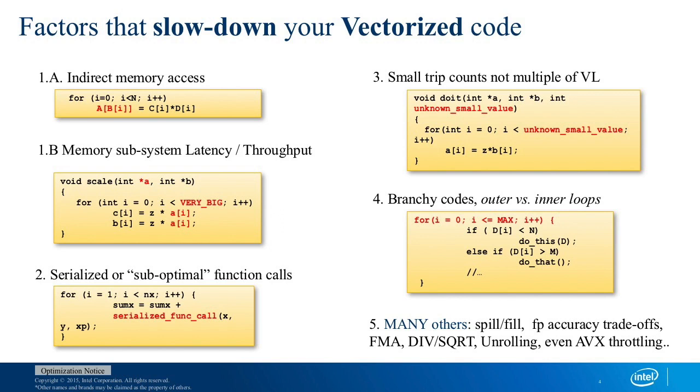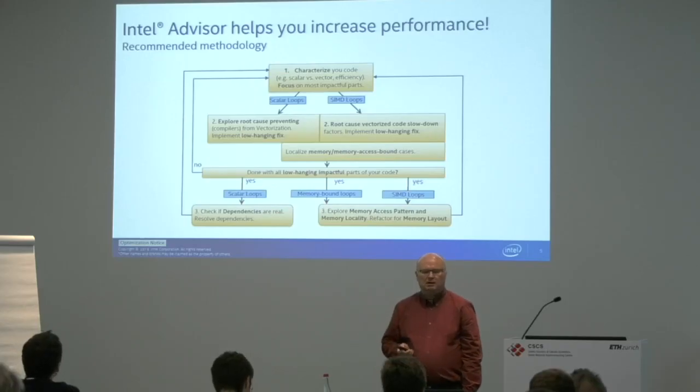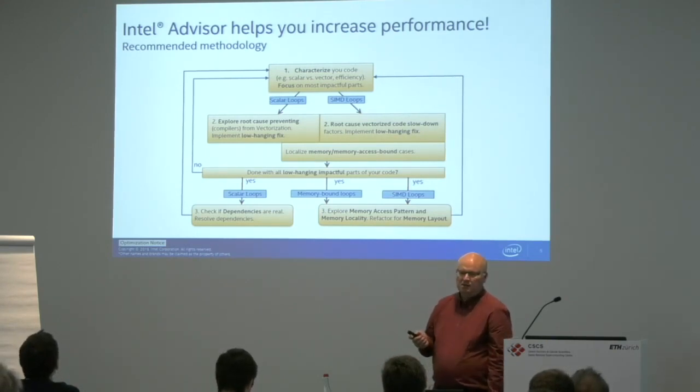And you might have branches that spoil your vectorization and make your code run slower than expected. Many other things like register spilling, floating point accuracy, FMA, divisions and square roots, unrolling, even AVX throttling. So this would be a workflow. I probably won't go through it in detail. You can read it later in your copy.